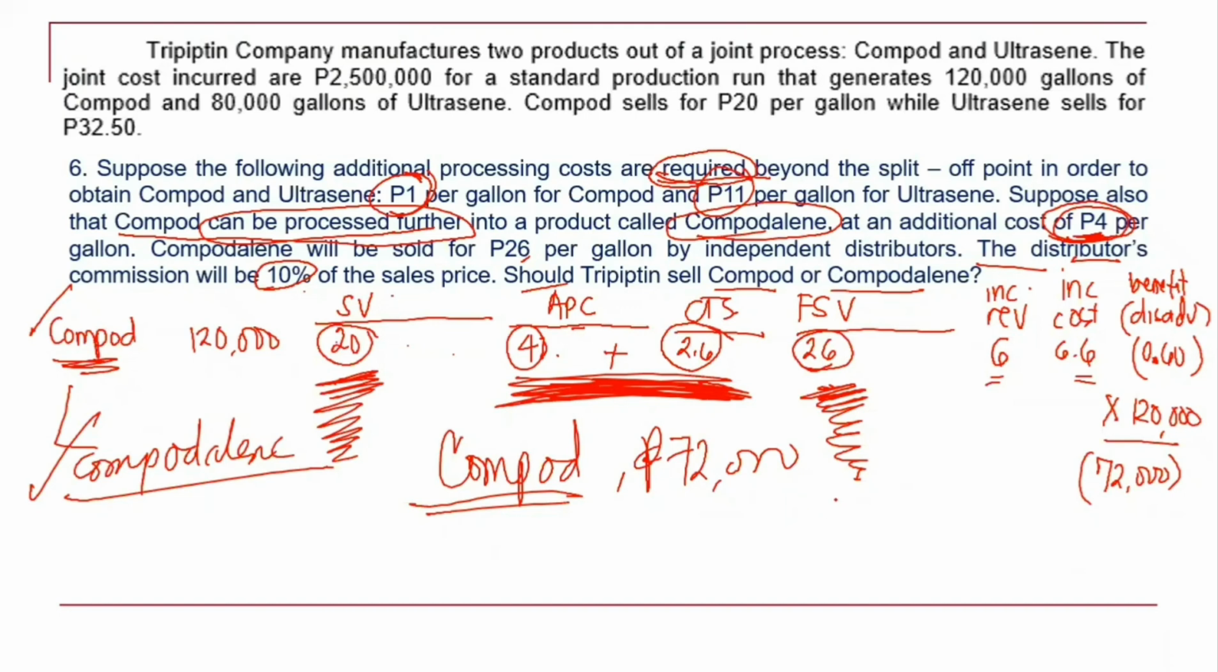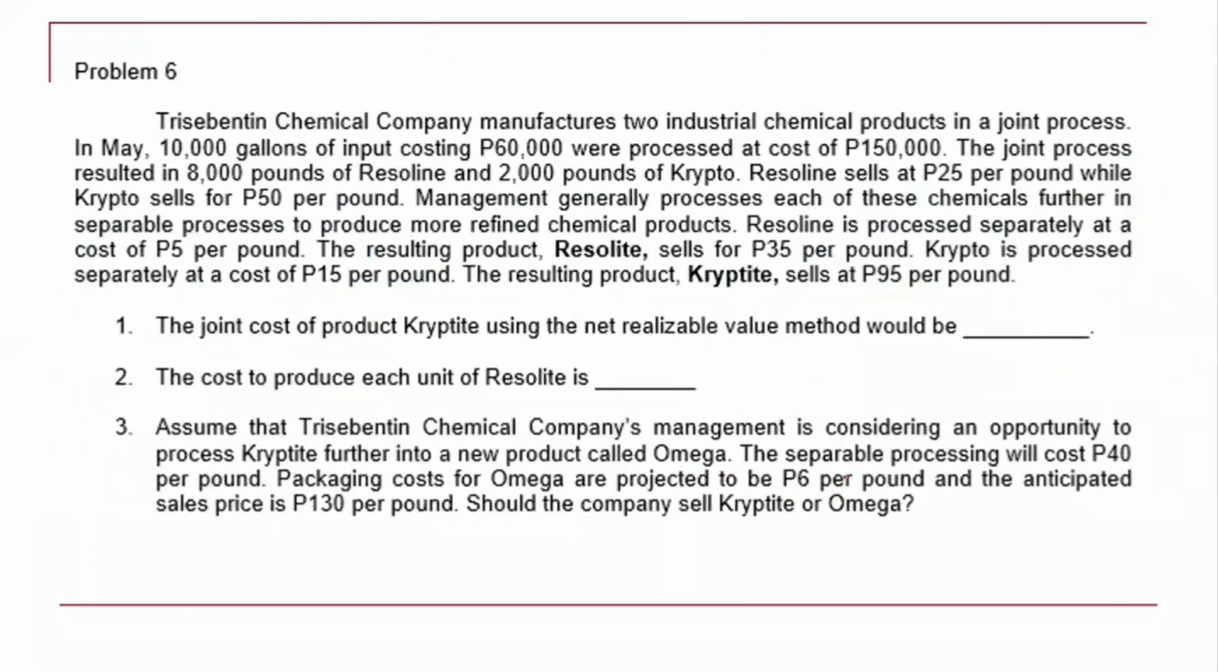So let's move to problem number 6. Naku, pasensya na. Marami-rami tayong di-discuss talaga today. Konti na lang. Problem 6. So we have here 3 questions. Yung joint cost ng product cryptide.